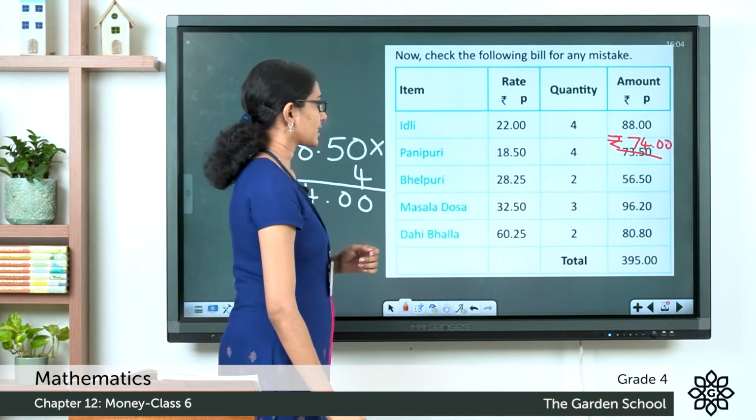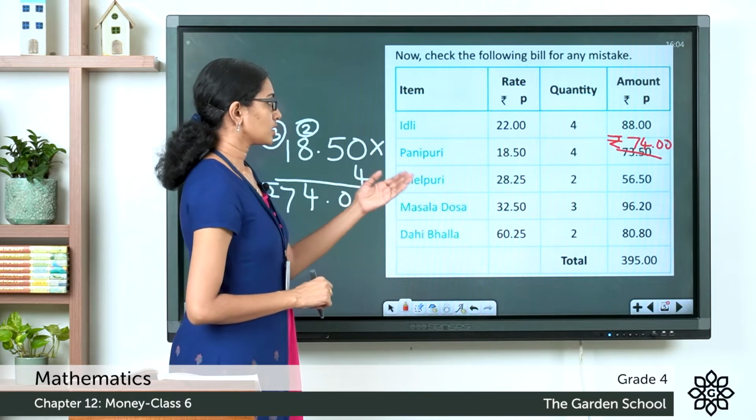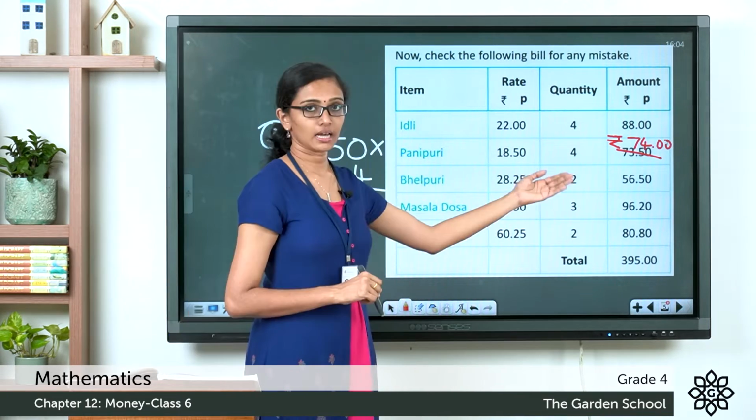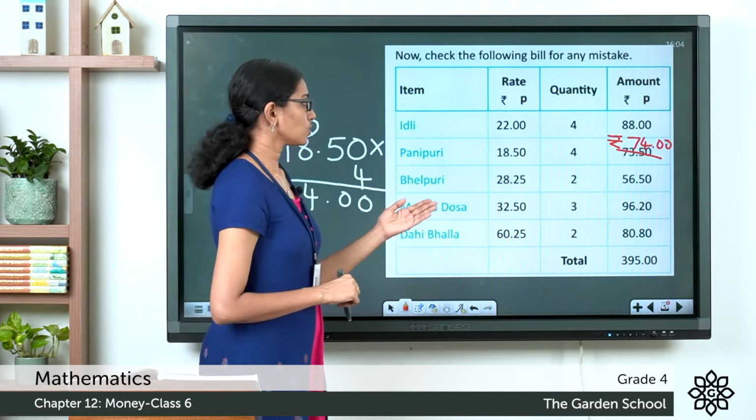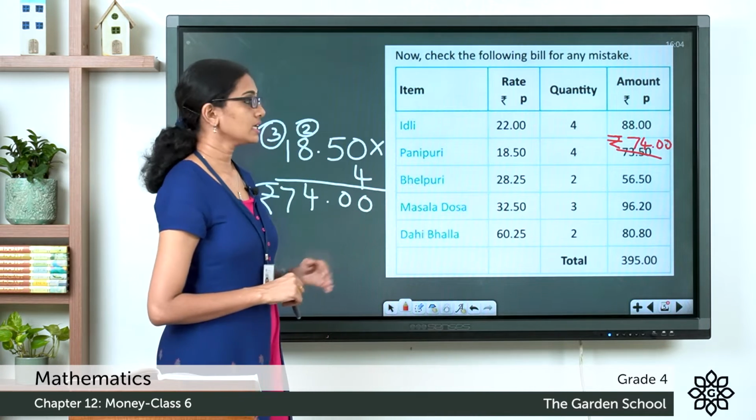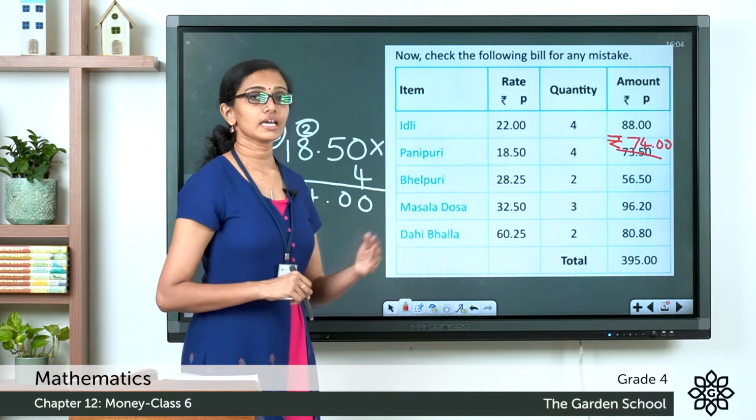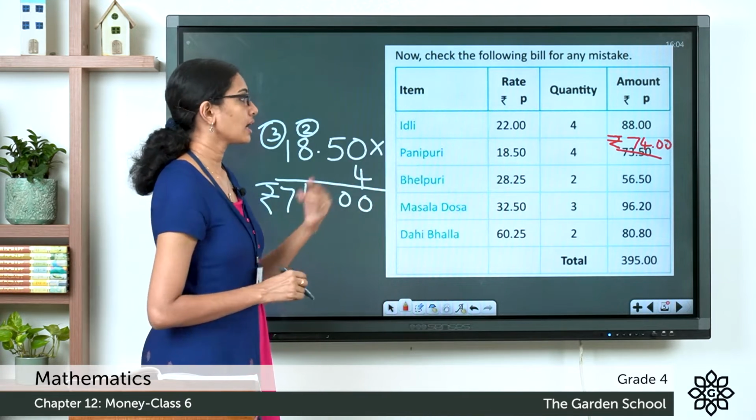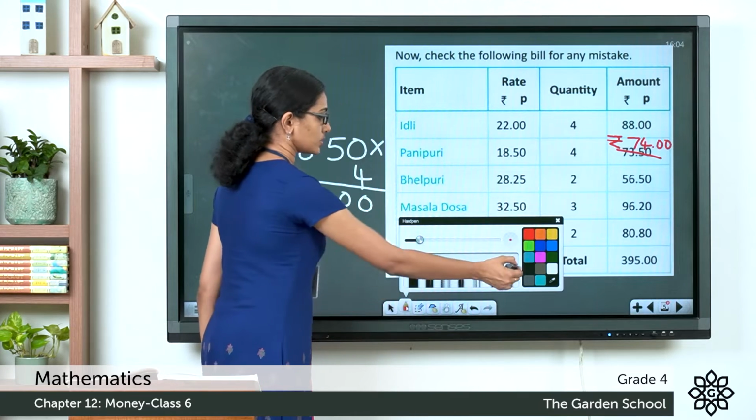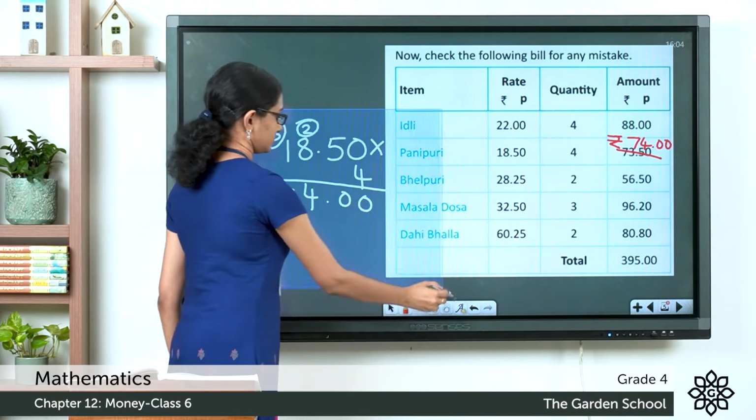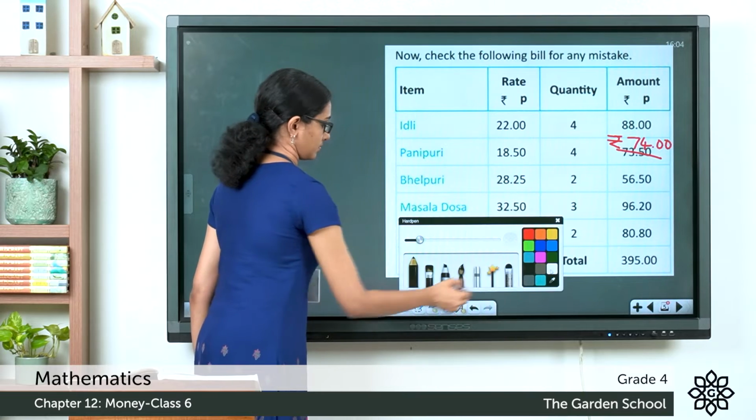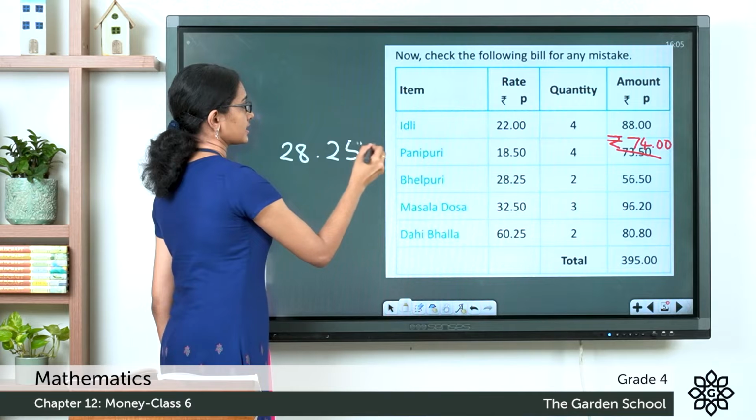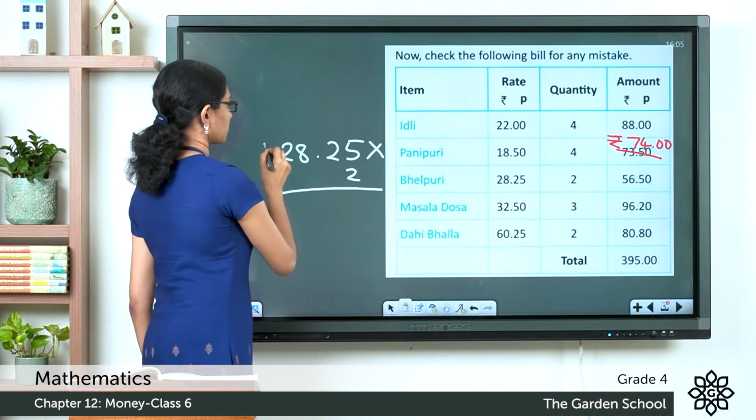Now let's check the next one, bhel puri. The rate per item is 28 rupee 25 paise and the quantity is 2. So the cost of bhel puri will be 28 rupee 25 paise into 2. And let's check what is the amount that we will get. Let's do the calculation. 28 rupee 25 paise into 2.